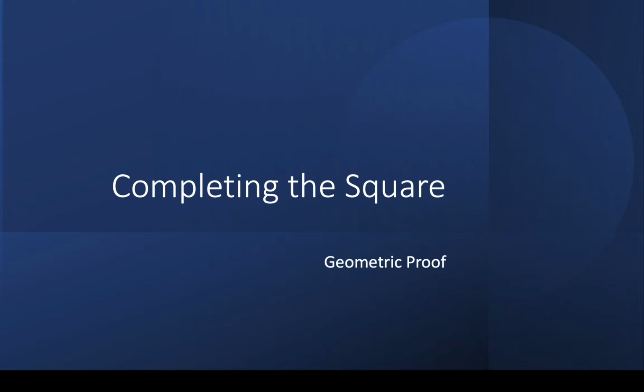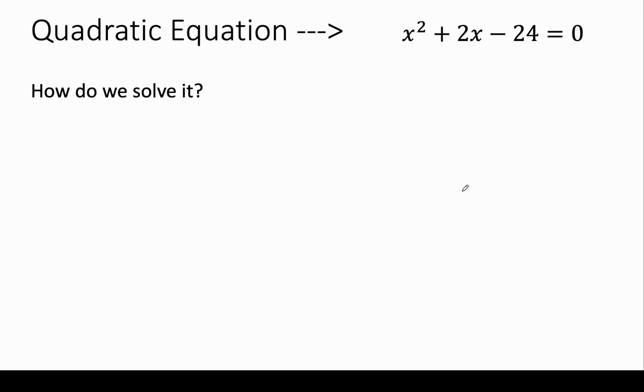In this lesson, we'll be looking at completing the square, and specifically with a geometric proof. We have a quadratic equation, x squared plus 2x minus 24 equals 0. How do we solve this?